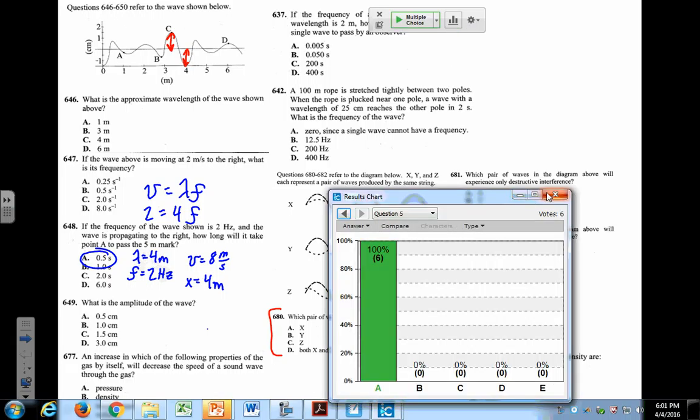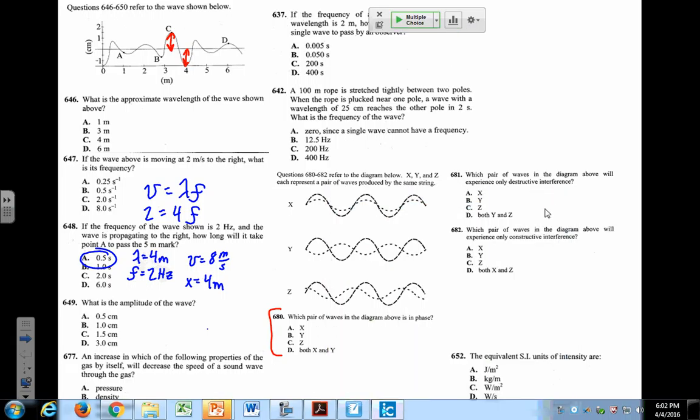Okay, good. A is right. Those are in phase. Remember, if they add up, we're going to have constructive interference. So we'll get a bigger amplitude there. What about 681? Which ones experience only destructive interference? X, Y, Z, or both Y and Z? I'll stop at 20.